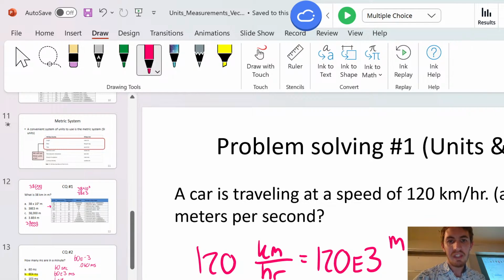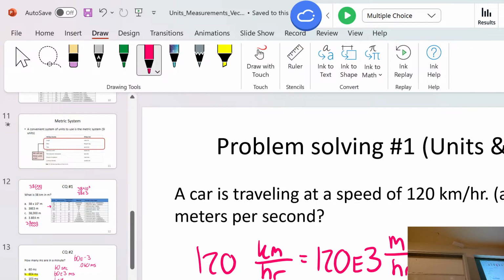So great, I've got my thing in meters per hour now. Top part's done. Next, I need to convert that hours into seconds. And again, this is where it's handy. If you're like, oh, do I divide by 60? We say, okay, there's 60 minutes in an hour, and then there's 60 seconds in a minute.